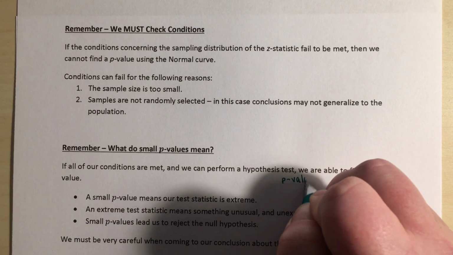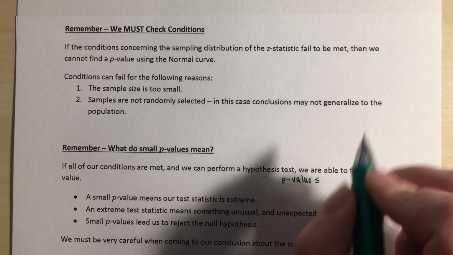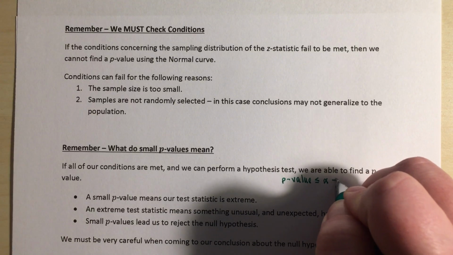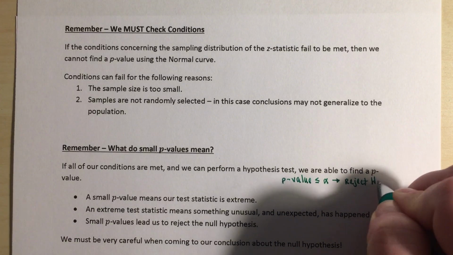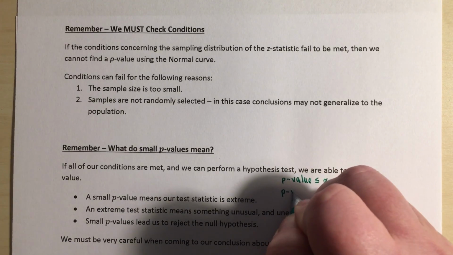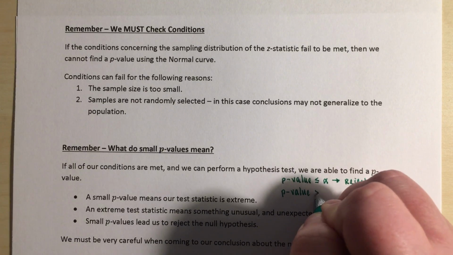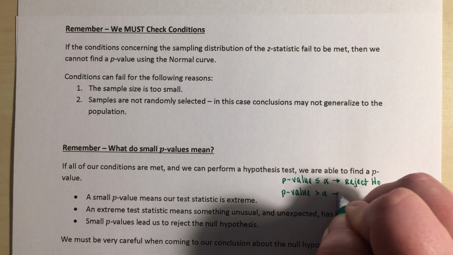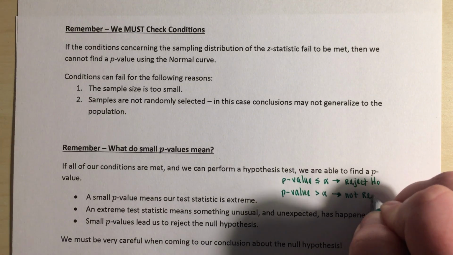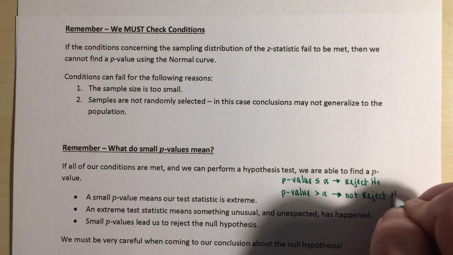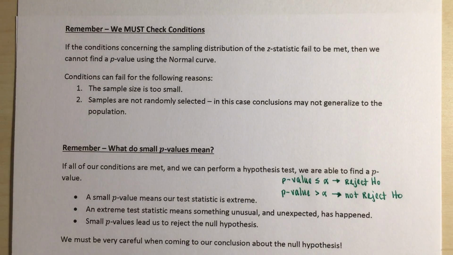So if our p-value is less than or equal to alpha, remember that tells us to reject our null hypothesis. And if our p-value is greater than alpha, we have not seen anything unusual or surprising, and we do not reject our null hypothesis. Okay? So how we came to our conclusions is going to hold as we're going through the rest of these. So just make sure you feel comfortable with which one's which, and that you're coming up with the correct interpretations.